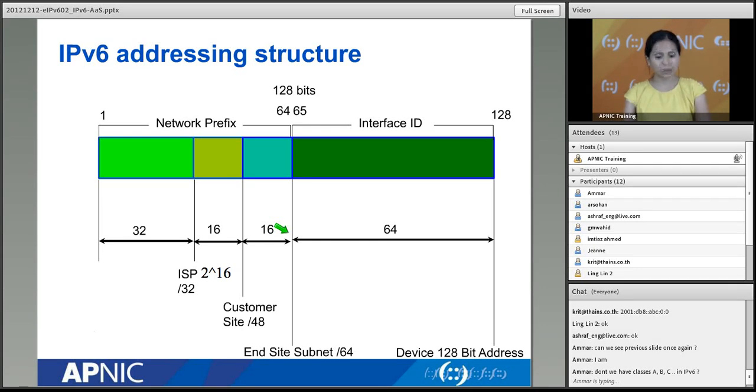That's what I wanted to share with you with this structure. How many blocks can you give to a customer? Should be somewhere from /64 to /48. ISPs normally get /32.